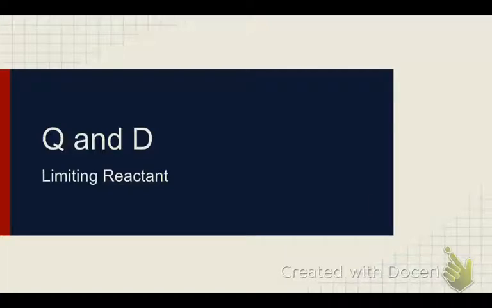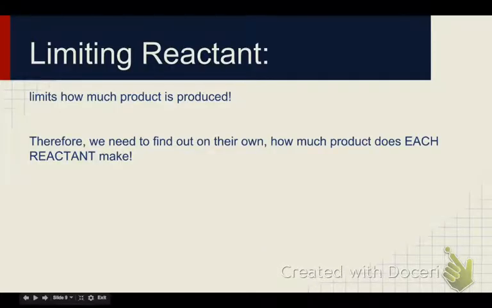Alright, hey class, so we're going to do quick and dirty part 2 for our stoichiometry unit. This one's going to be about limiting reactants, okay? Now what is a limiting reactant? So a limiting reactant limits how much product is produced or limits how much is actually reacted.